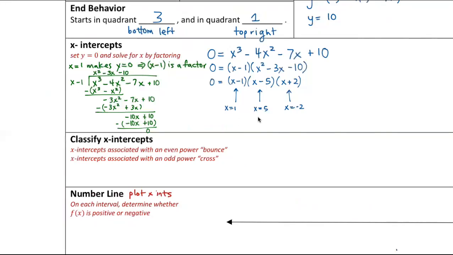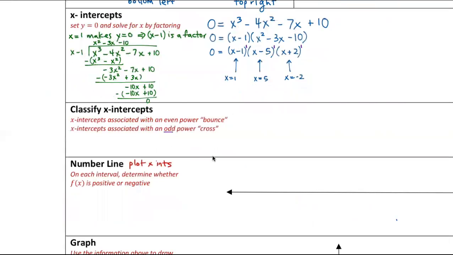Once we've got our x-intercepts, then we're ready to classify them. So we're looking at the powers on them. And in this case, this isn't going to be a very interesting example because all of these factors are associated with the power of 1, which is odd, right? So because they're odd, all of these ones here, they're going to cross through. So we've got a cross, and a cross. We've got no bounces here.